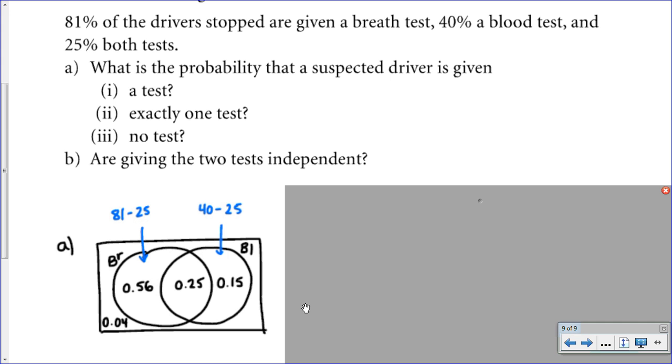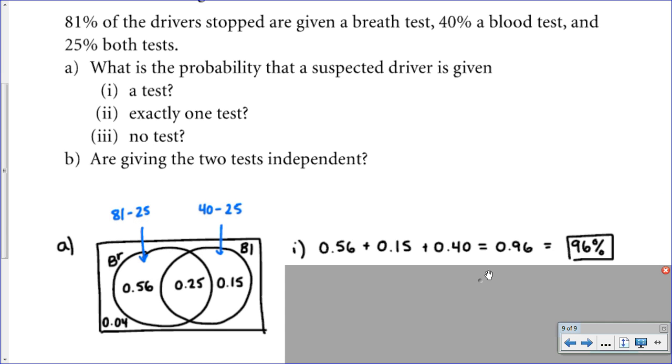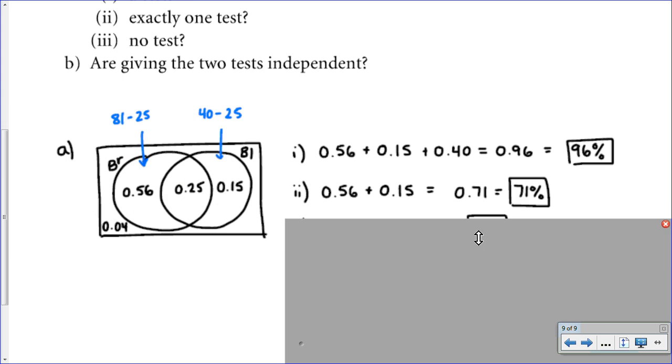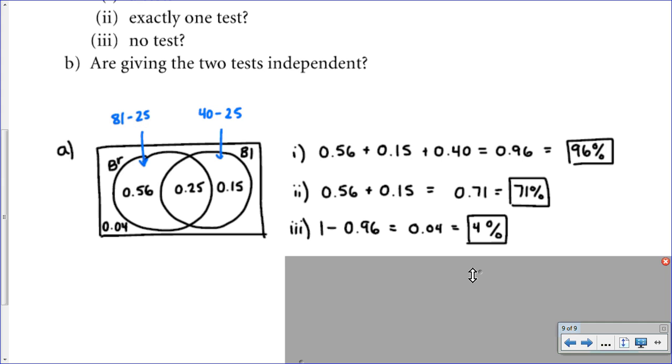And so that shows me that there's a very small probability that somebody who is stopped is not going to get either test. And now I can answer the questions pretty easily. Probability that a suspected driver is given a test. So that's any test. It's going to be the 96% figure. Probability that they're given exactly 1. That's going to be the 56% that get just the breath test, or the 15% that get just the blood test. And that sum is 71%. Probability of no test, that's the 4% that's on the outs.